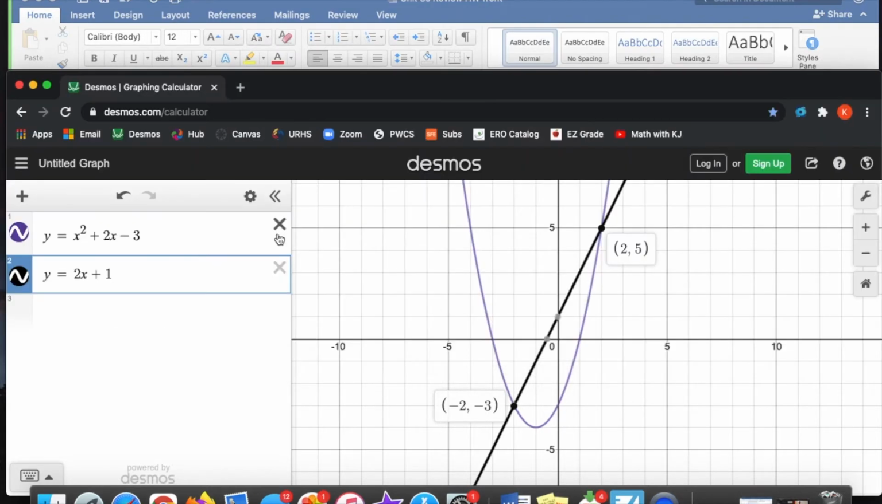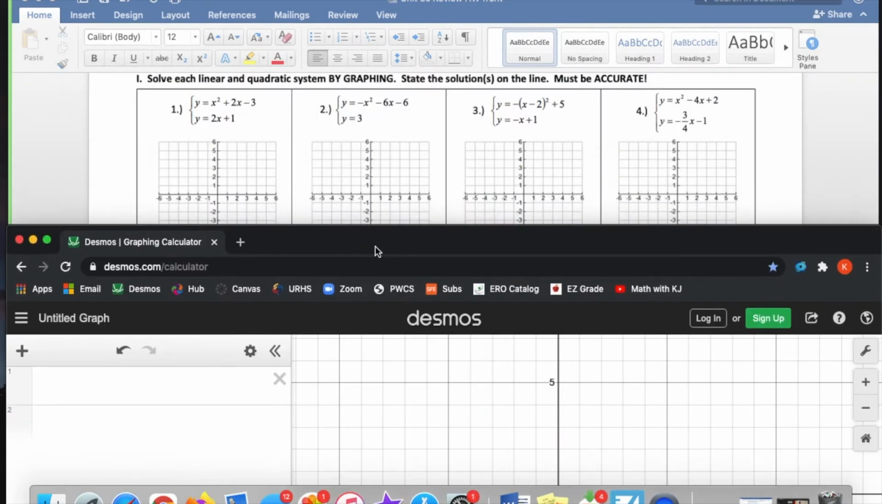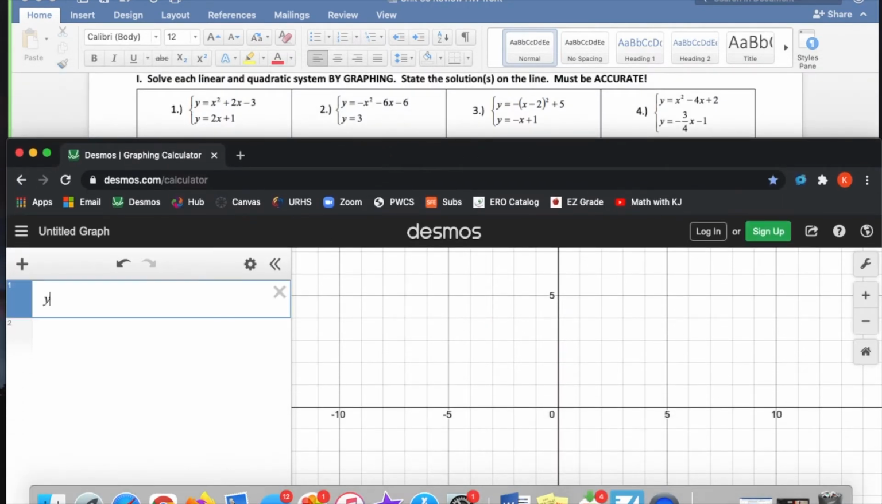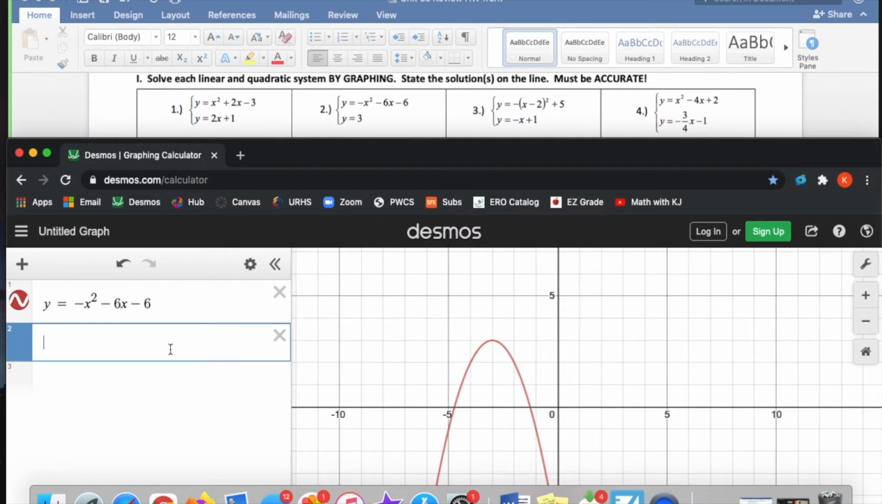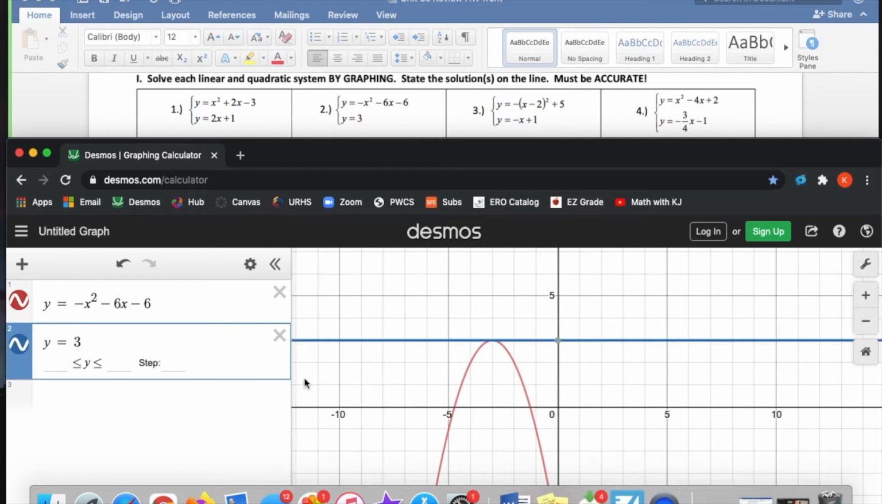Same idea. We graph number 2. We type in those two equations. Number 2 says y equals negative x squared minus 6x minus 6. There's my parabola there. And then my second one says y equals 3. So we see that y equals 3 is a horizontal line going straight side to side.